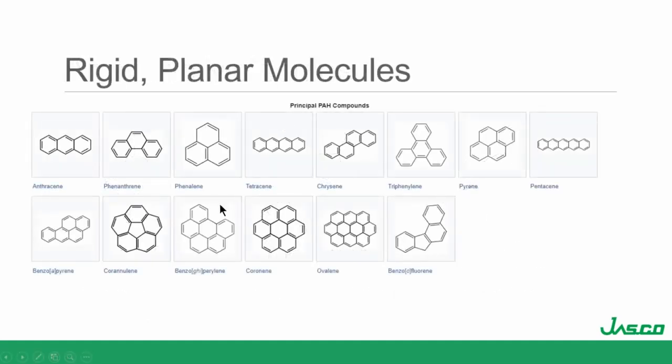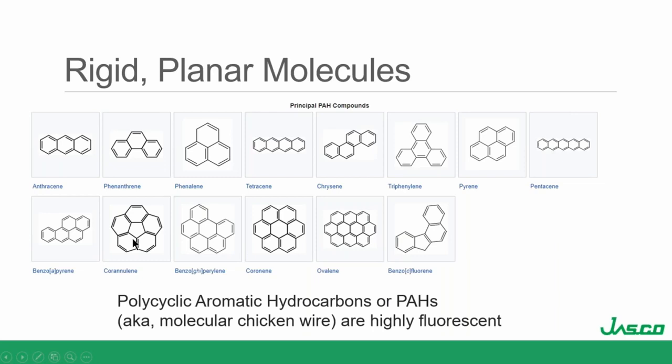Rigid planar molecules, there's a huge list of these, and we like to call this the molecular chicken wire crew, right? So we get these fused aromatic ring systems and polycyclic aromatic hydrocarbons, or PAHs. These are all highly fluorescent, and the extent of this network really allows for a pi cloud of electrons above and below that molecular network, so that we get a great deal of delocalization, and it really promotes and stabilizes that pi to pi star transition that we need for fluorescence to occur.